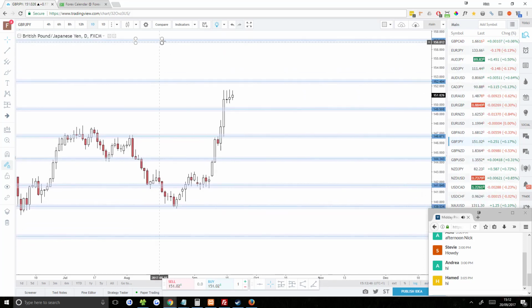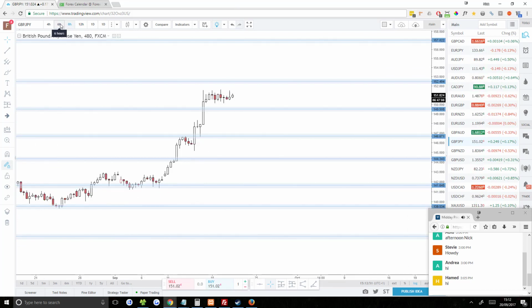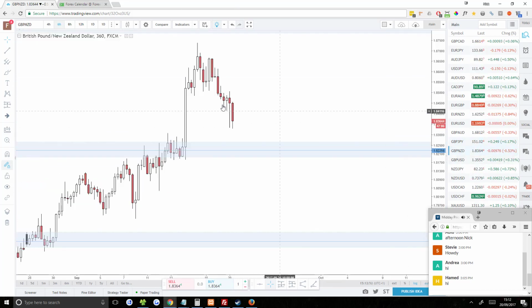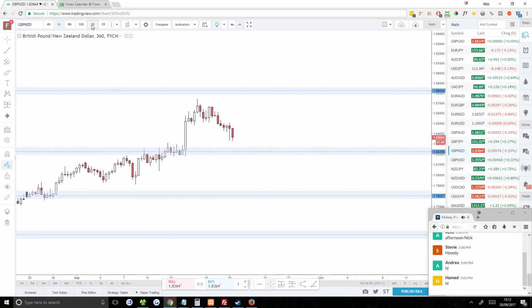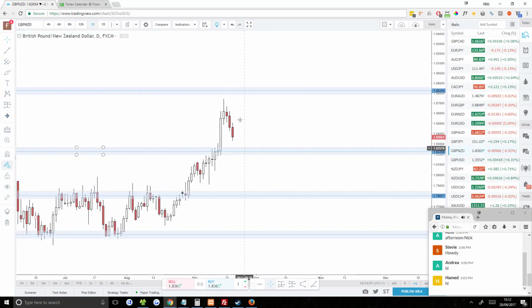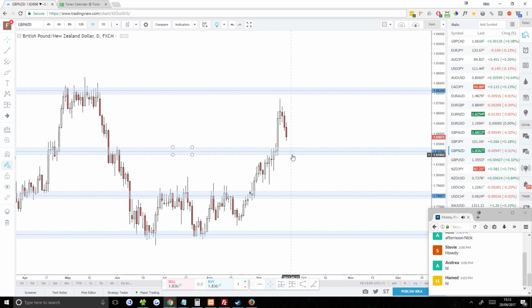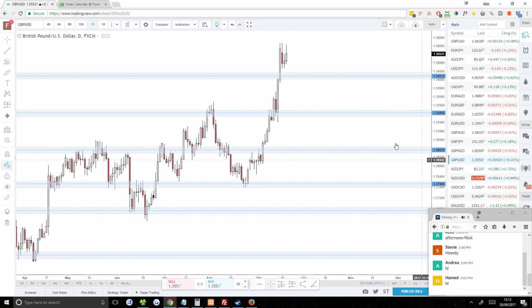Alright, GBPJPY has broken above resistance. It's forming in between resistance. Nothing I really want to trade there. GBP New Zealand, it's broken above resistance. It's fallen back down. Potential for a continuation from the 1.825 if it falls down to there, which it hasn't yet. So nothing we can trade there.